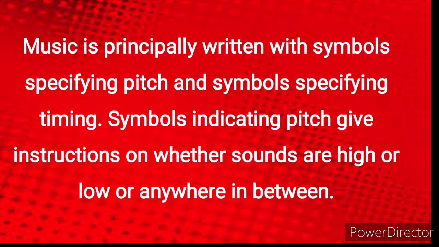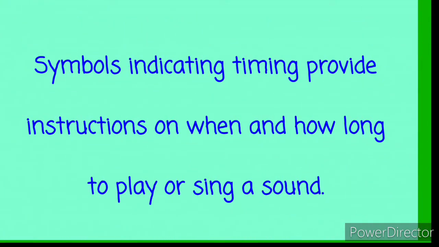So the first one here says symbols indicating pitch give instructions on whether sounds are high or low or anywhere in between. But symbols indicating timing provide instructions on when and how long to play or sing a song. So one is talking about pitch, and one is talking about timing. The one that talks about pitch is telling you how high or low the song can be, or in between. But symbols indicating timing provide instructions on how long you are to play, or when you are to play or sing a song.